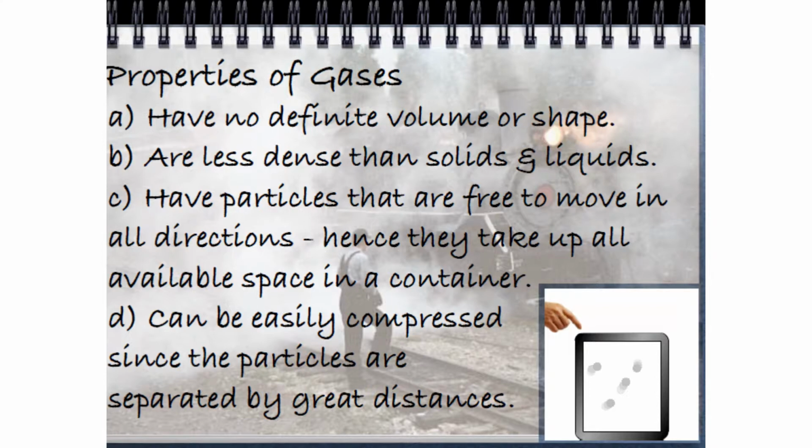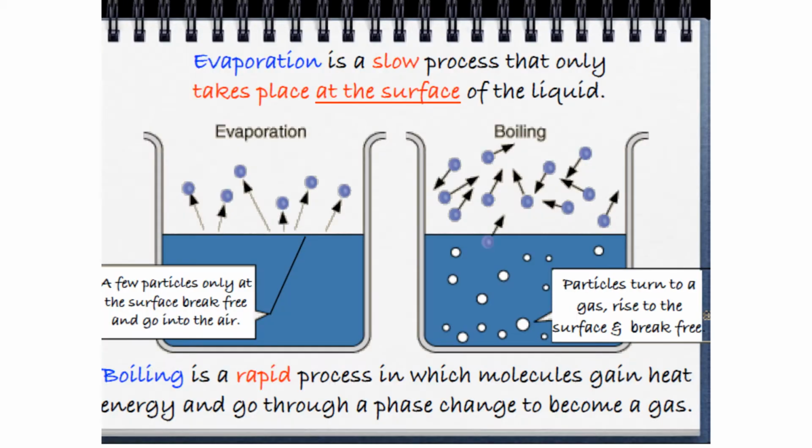Gases have no definite volume or shape. They are less dense than solids and liquids. Their particles are free to move in all directions, hence they take up all the available space in a container. They can easily be compressed since the particles are separated by great distances. Evaporation is a slow process that takes place at the surface of the liquid.